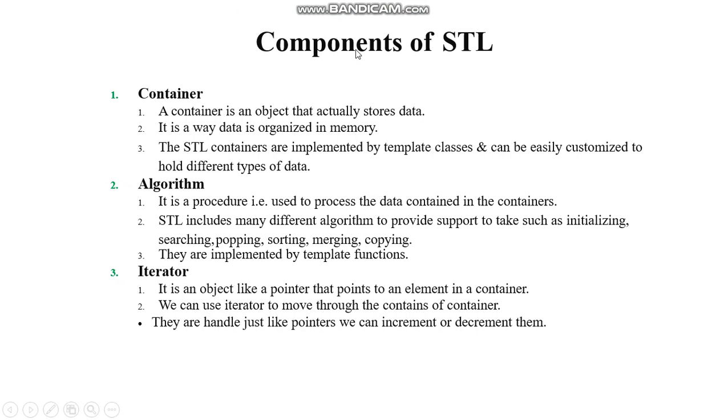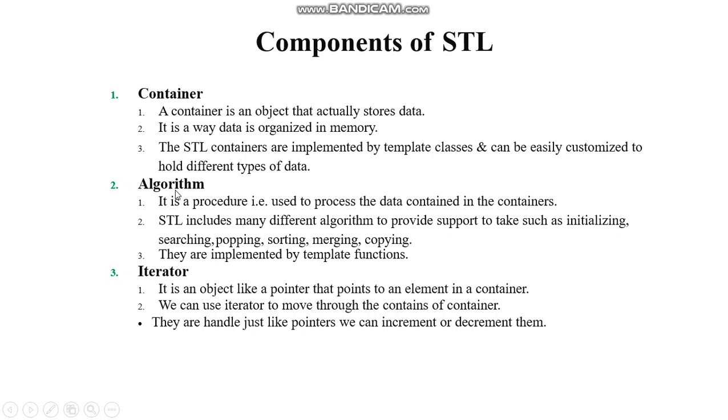Next we will see the components of STL. It has three things: container, algorithm and iterator. These three can be called the components of STL. A container is an object that stores the data, the way the data is organized in the memory. These STL containers are implemented by template classes to hold different types of data.